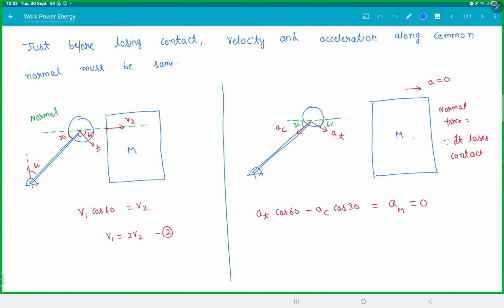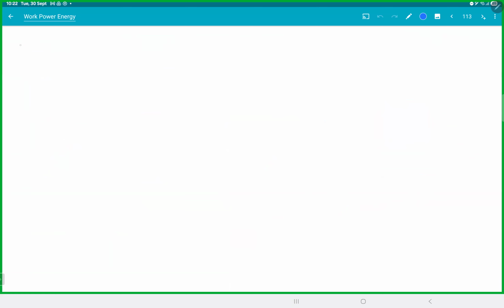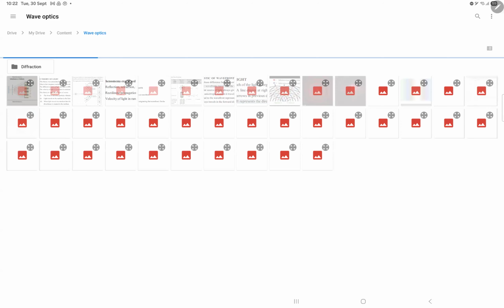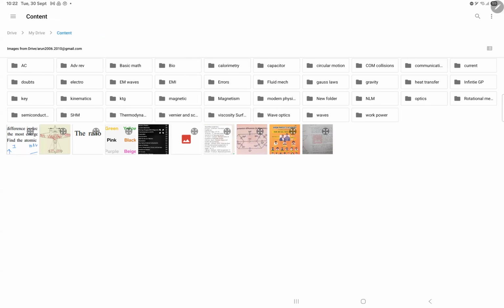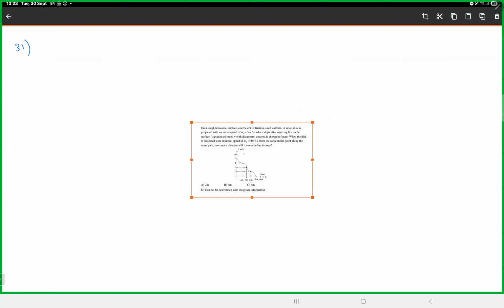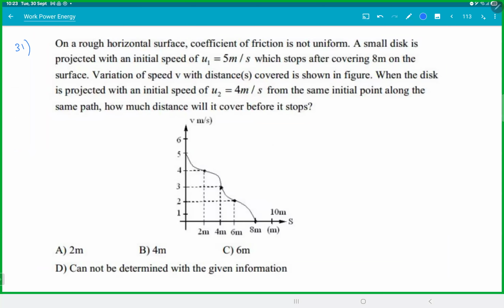All clear with the steps? Any doubts on this? Let's see one more. It's a good one. Definitely try it again. Let's try this.